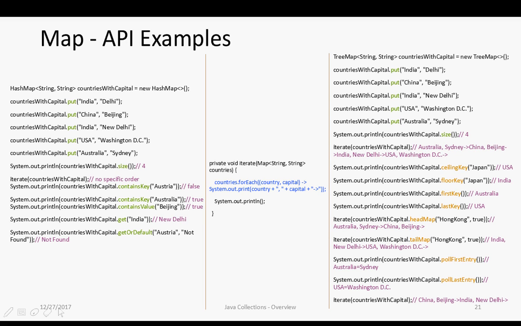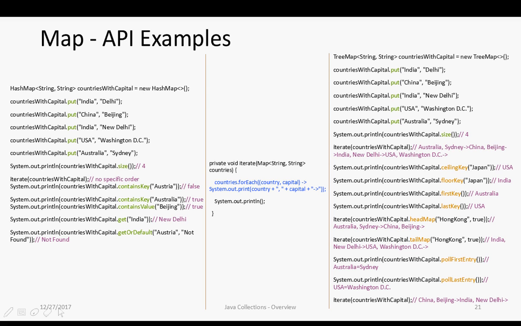So ceilingKey Japan. If I were to have a Japan key, it would reside over here. So ceiling is the next higher element or equal element. Since Japan is not there, I will take USA, and hence you will get USA. Similarly, you have a floorKey, which is less than or equal to Japan. Since Japan is not there, I'm going to go back and say what is my next neighbor. So I have India. Similarly, I can get the first key, that is Australia, and the last key, that is USA.